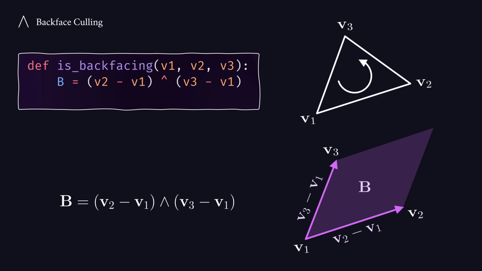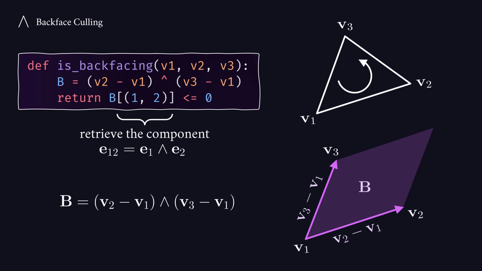And then what we want to do is retrieve the component, the bivector component, E12. The syntax for this in the library is just you write B and then in square brackets you write the expression you want to retrieve. So in this case, 12, like E12. And now we return whether this expression is smaller or equal than 0. Because if it is, then we say it's back-facing. If it were bigger, then it's front-facing.